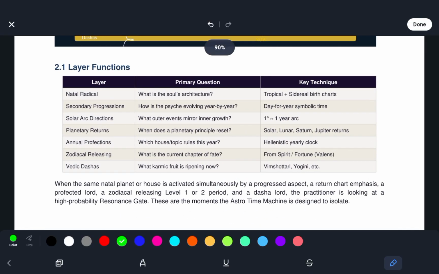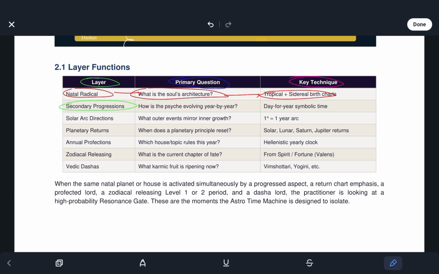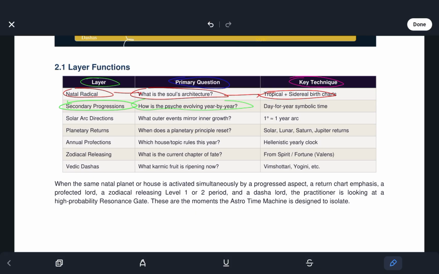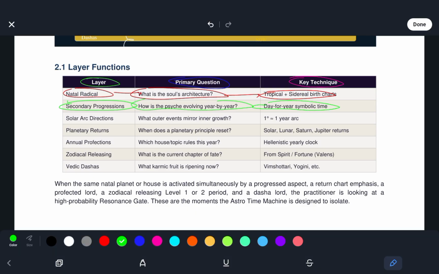So now we're looking at the layer functions. We have the layer, primary question, as well as the key technique. You see natal radical. The primary question is, what is the soul's architecture? The key technique is tropical and sidereal birth charts. Secondary progressions. We're asking, how is the psyche evolving year by year? And day for a year symbolic time.